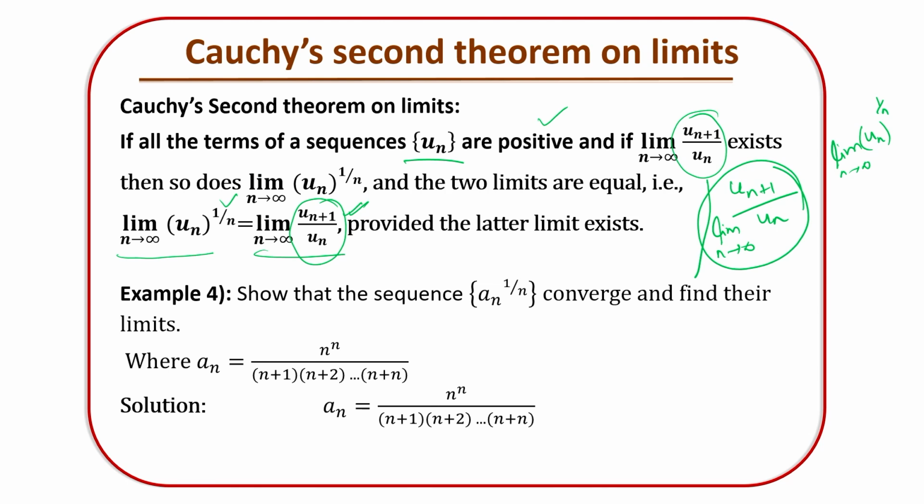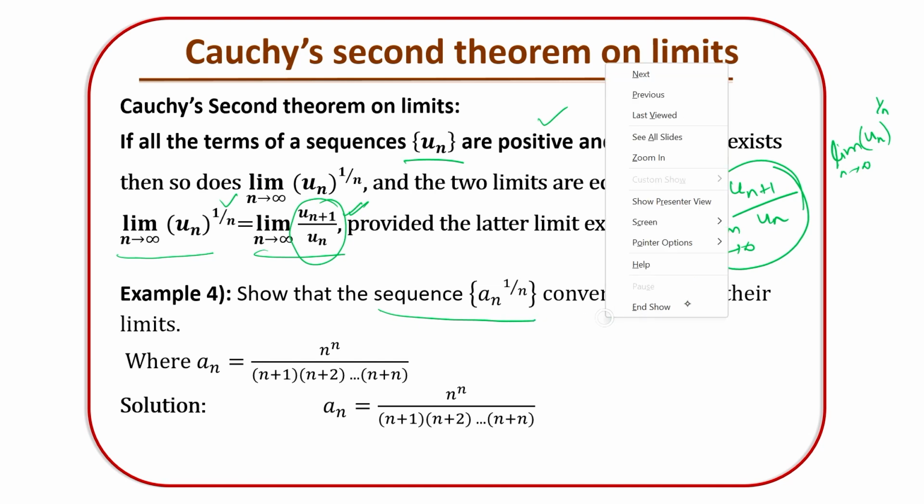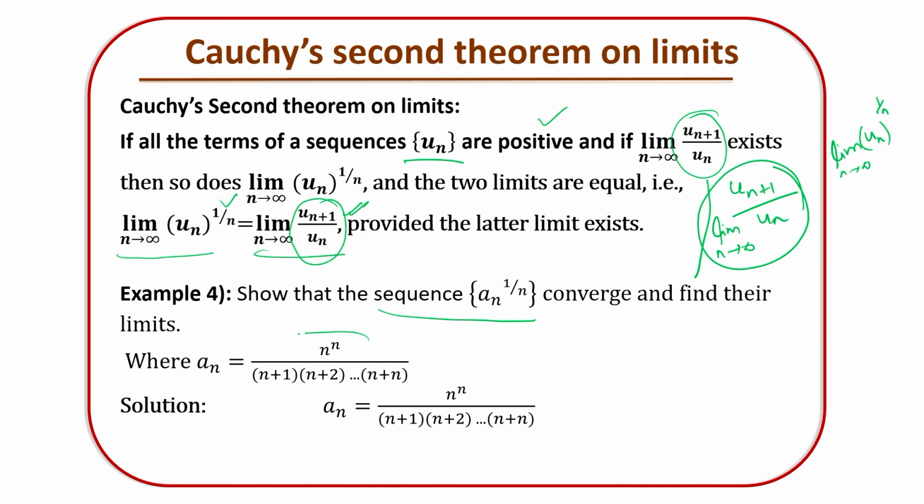So here look at this sequence and the problem. The problem says to show that the sequence a_n^(1/n) converges and find its limit, where a_n is given in a complex way. a_n is equal to n^n divided by (n+1)(n+2)...(n+n), right? Here it is. So firstly, my work is to find the limit of a_(n+1) divided by a_n for the given a_n.